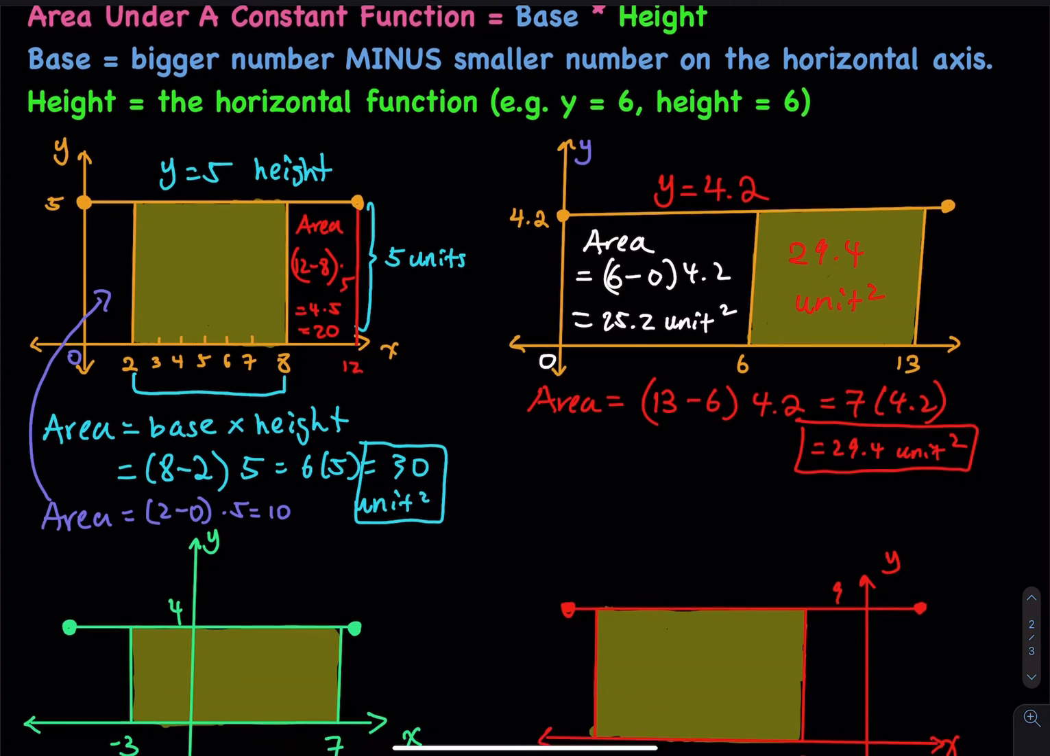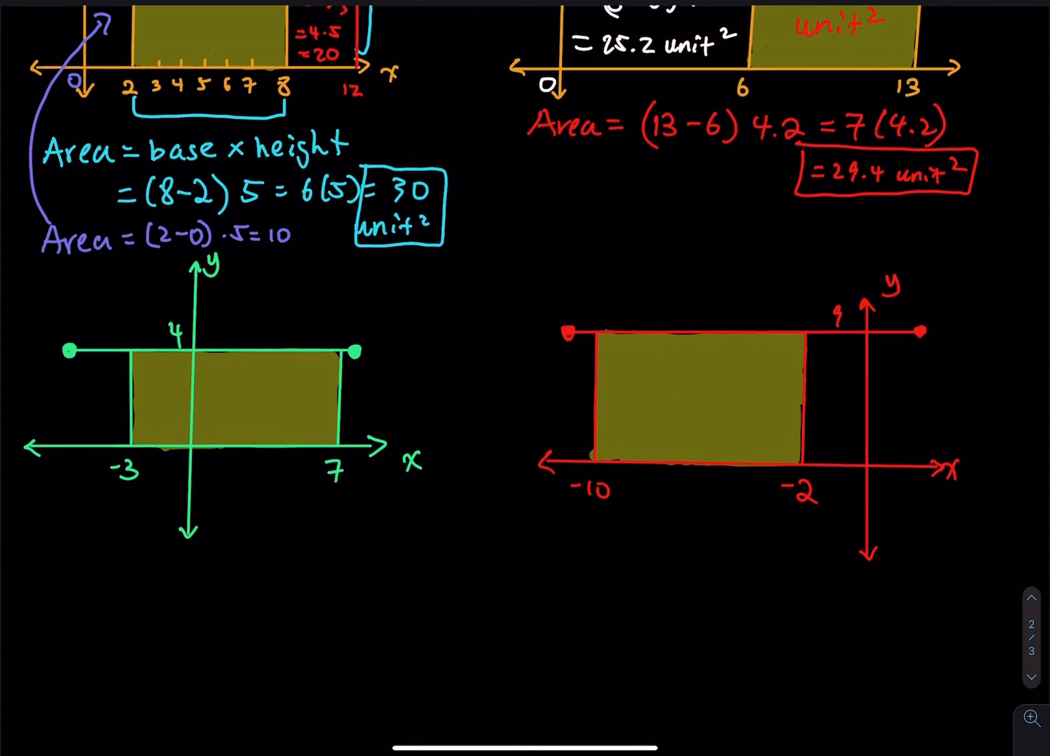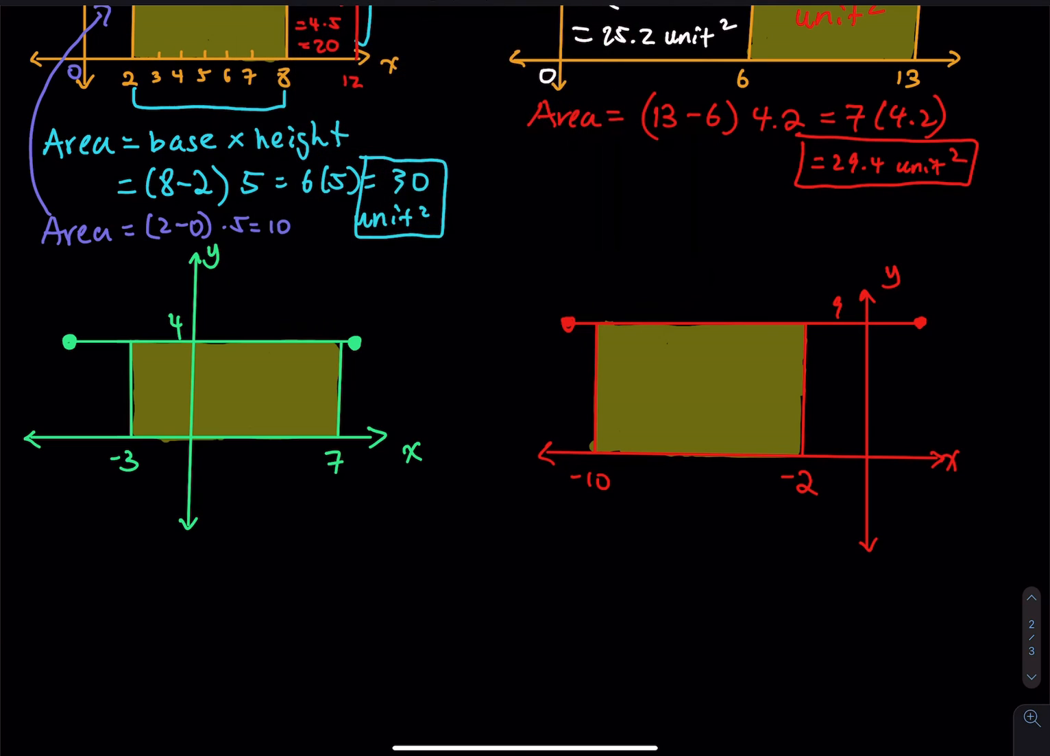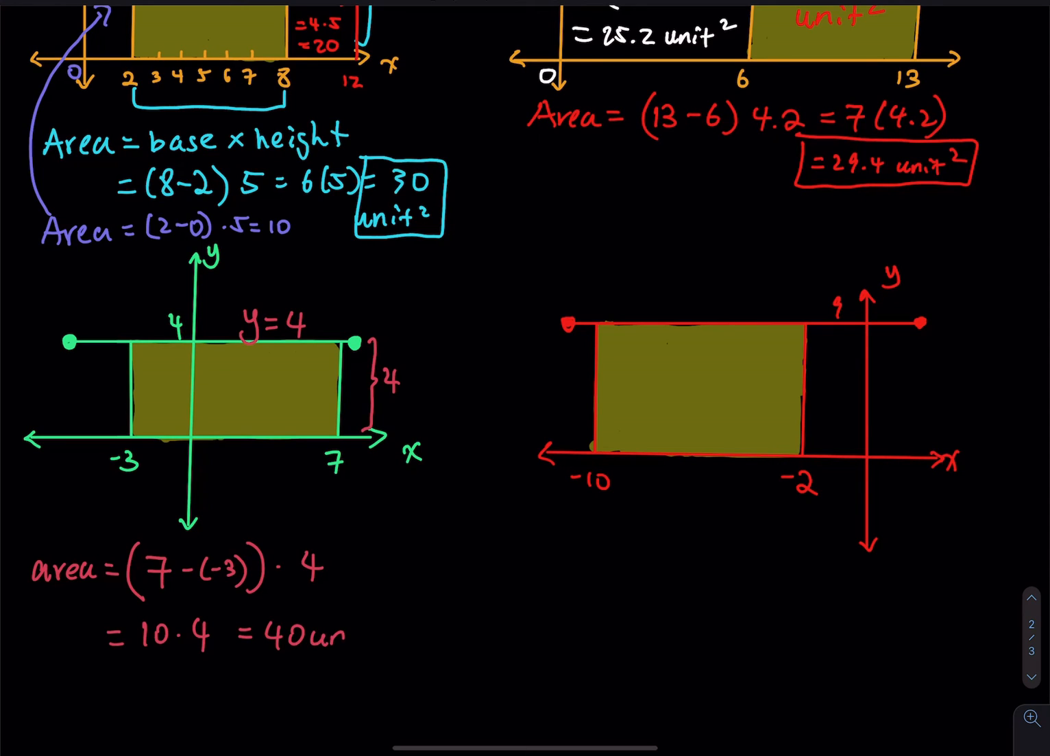Okay, so let's do these two. So these two contain negative numbers. So what's the first one? The first one is area equals to big minus small. I know there is a negative, but take a look. When you use a positive minus a negative, that becomes a positive. So multiply by the height. The height is y equals to 4. So this is 4 units long. And then this one is 10 times 4. That is equals to 40 units square. So even though you have a negative in the horizontal axis, don't worry about that. Once you subtract them, you will get a positive.